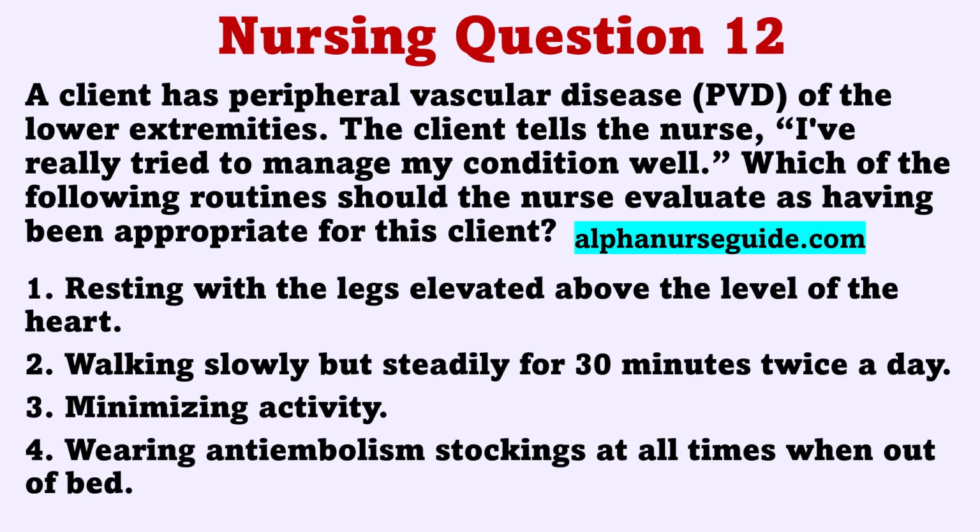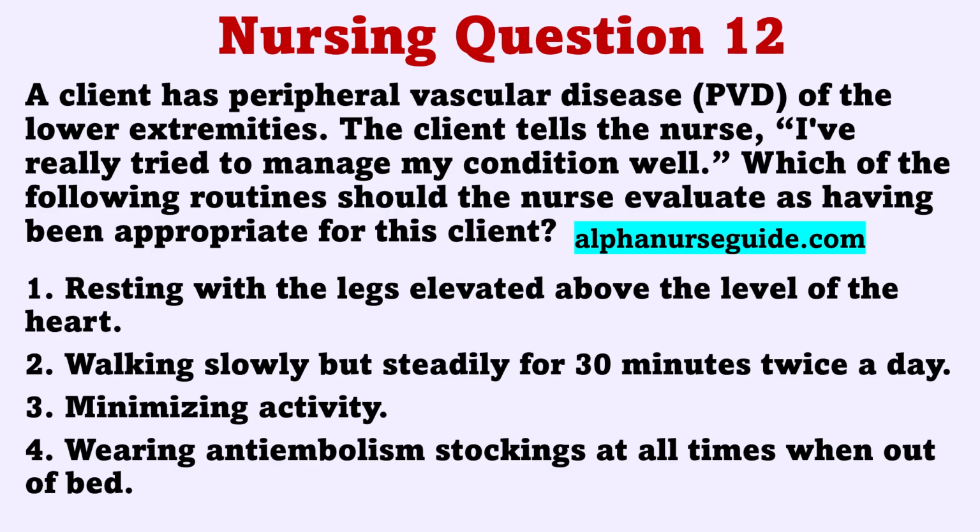A client has peripheral vascular disease of the lower extremities. The client tells the nurse, "I've really tried to manage my condition well." Which of the following routines should the nurse evaluate as having been appropriate for this client? 1. Resting with the legs elevated above the level of the heart. 2. Walking slowly but steadily for 30 minutes twice a day. 3. Minimizing activity. 4. Wearing anti-embolism stockings at all times when out of bed.